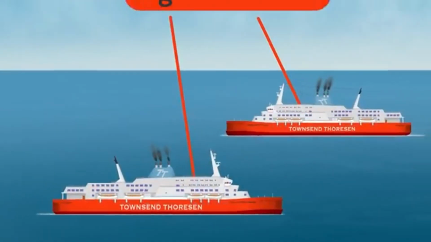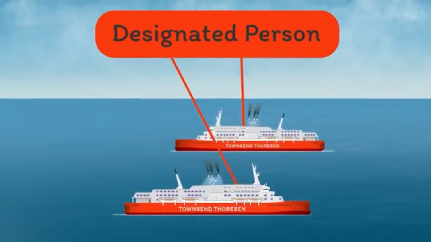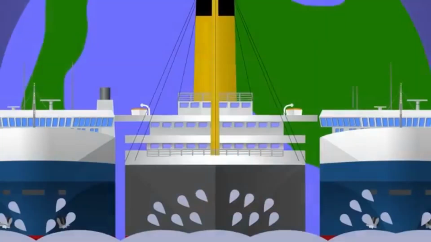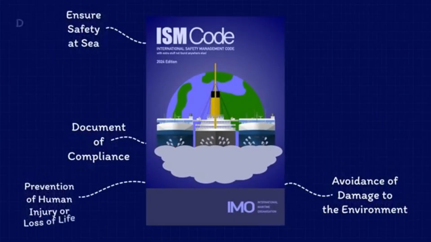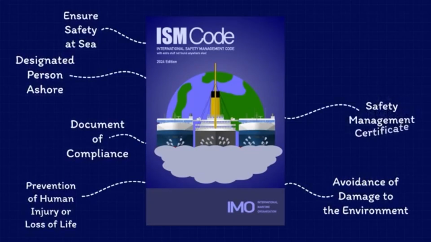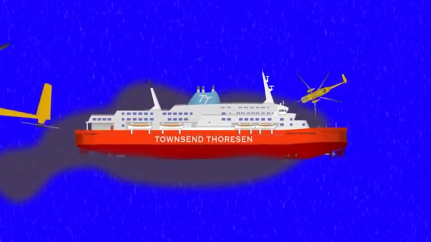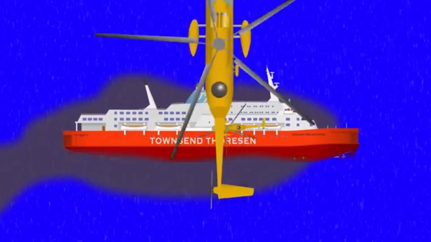The subsequent implementation of the ISM code marked a significant shift towards a more structured and safety-focused approach in shipping operations. By mandating thorough oversight, clear communication and regular audits, the code has since played a crucial role in preventing similar disasters, ensuring that lessons learned from the Herald of Free Enterprise are not forgotten, but instead are integrated into the fabric of maritime safety.